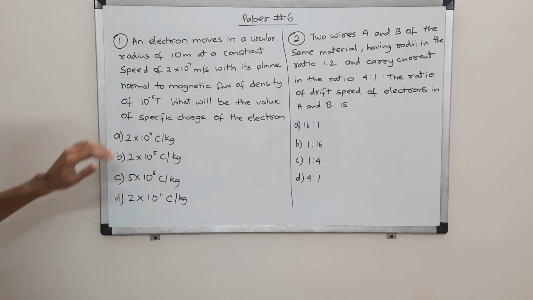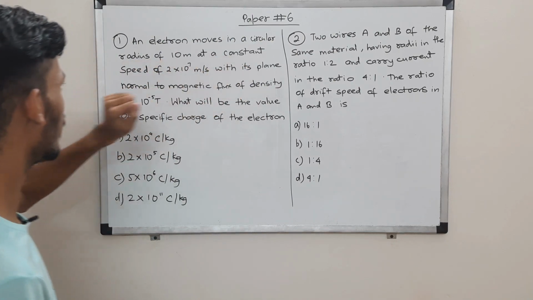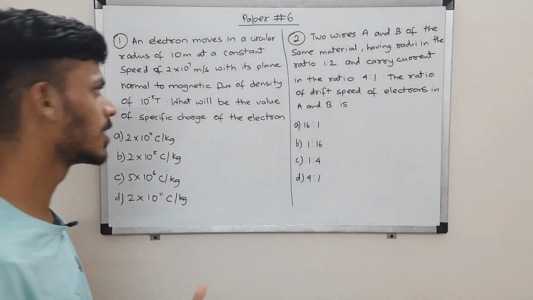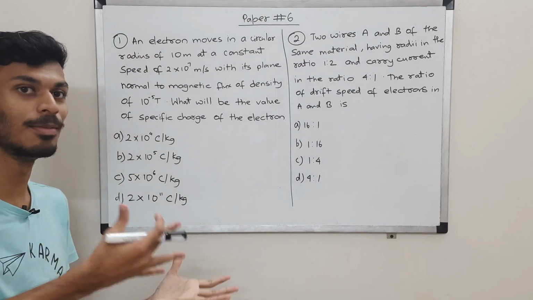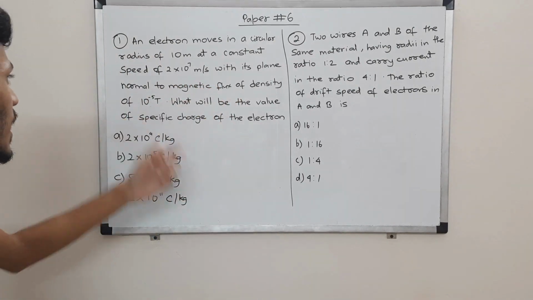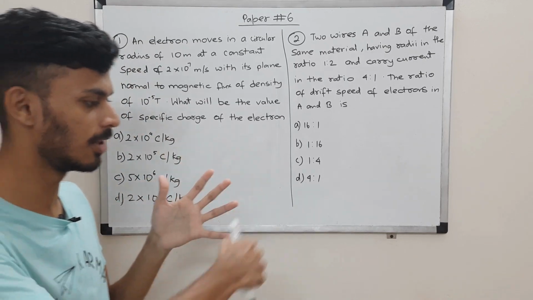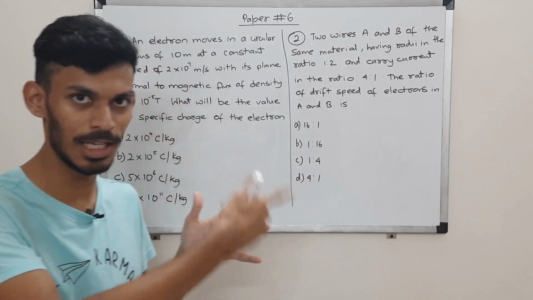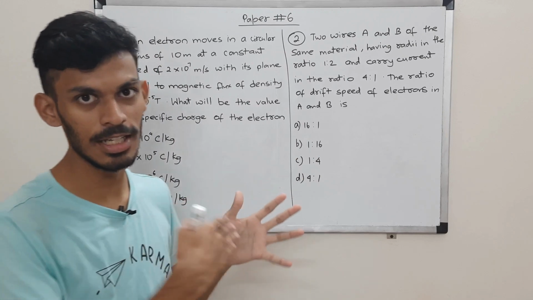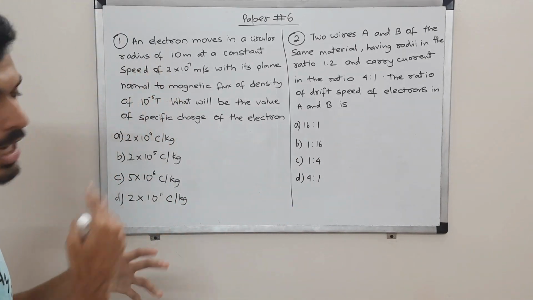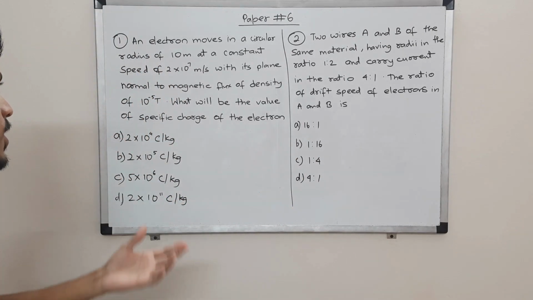So question 1, an electron moves in a circular path of radius this with a constant speed this. So uniform circular motion. This is happening due to a magnetic field, which is perpendicular to the plane of the motion as expected. So there is an electron revolving in this plane, and the magnetic field is perpendicular to it. That is why the circular motion is happening in the first place, right?